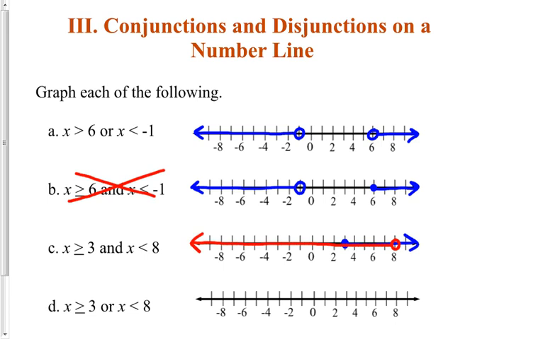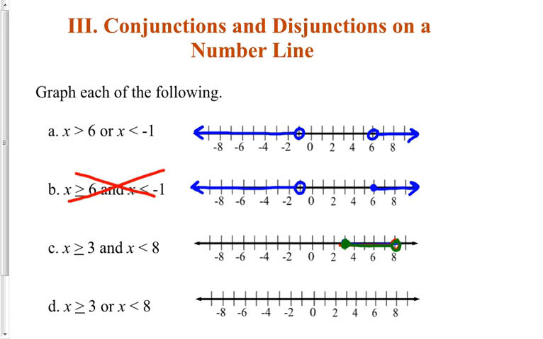Now the statement in part C is a conjunction because of the use of the word and. This means that we must satisfy both inequalities at the same time. So the true graph of part C only involves the numbers that satisfy both inequalities at the same time. So we cannot use any numbers bigger than 8, and we cannot use any numbers less than 3. It's only the numbers from 3 up to 8 that satisfy both inequalities at the same time.